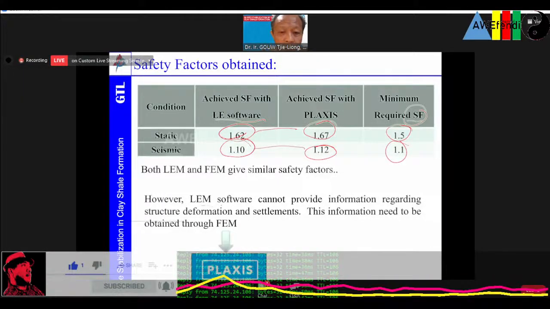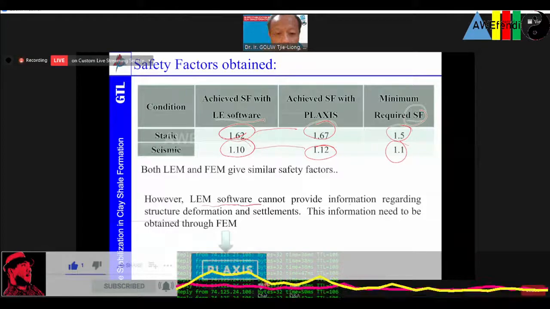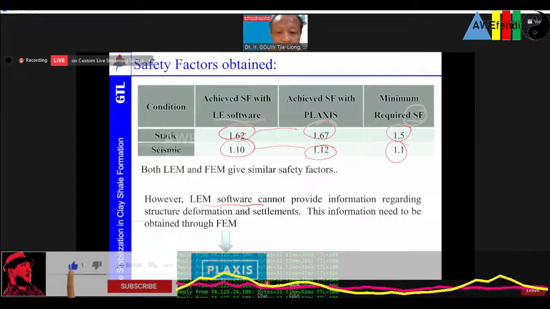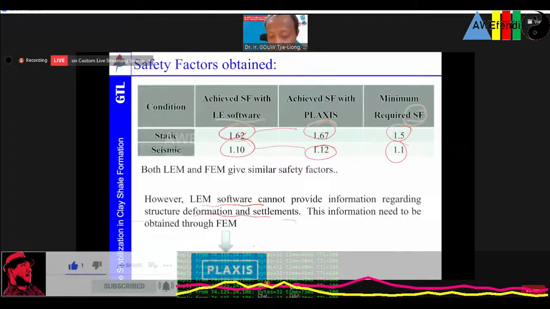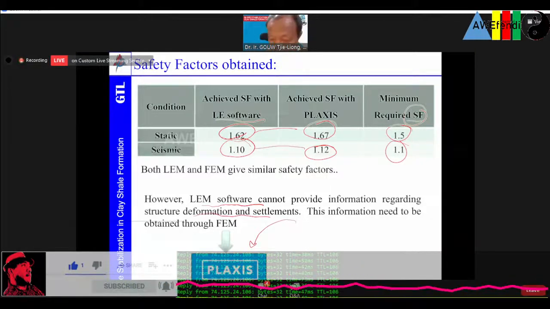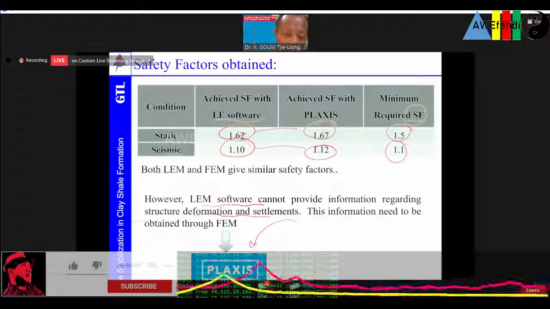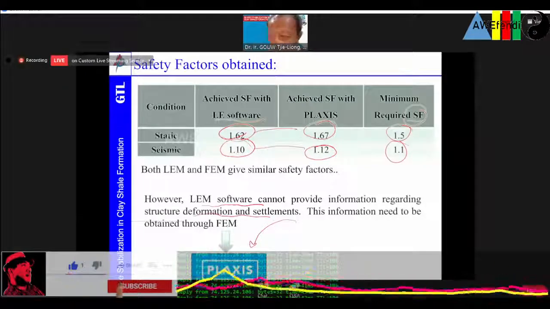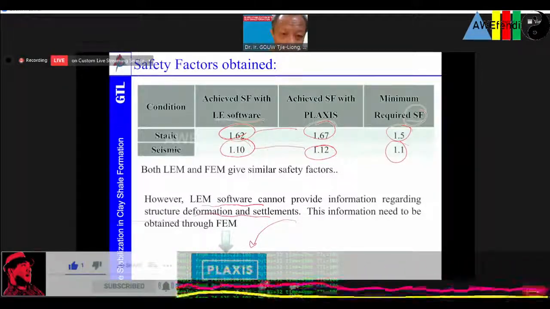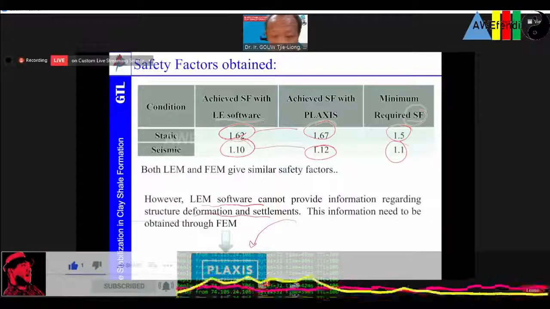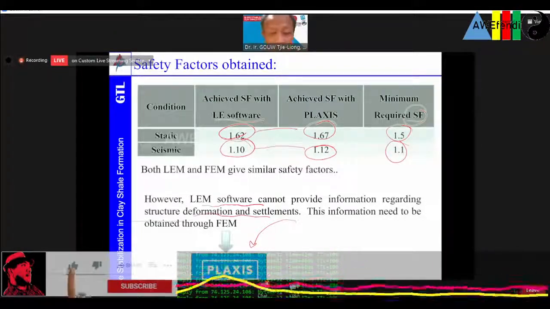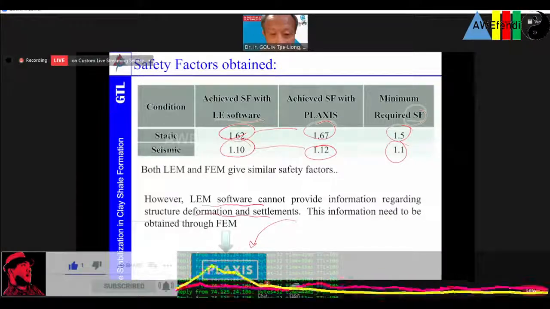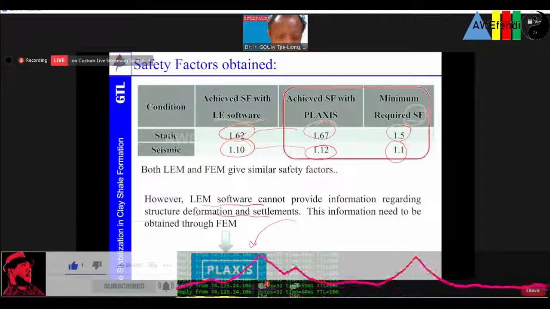The limit equilibrium software, of course, we know cannot provide the structure deformation and settlement. This information we got from Plaxis. But as we go topping up, you know that when we build the geosynthetic reinforced wall, the deformation also takes place during the construction, so it will be adjusted.